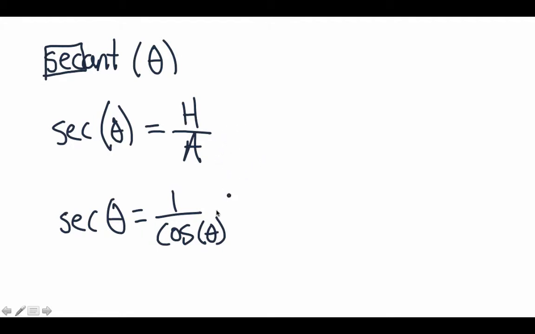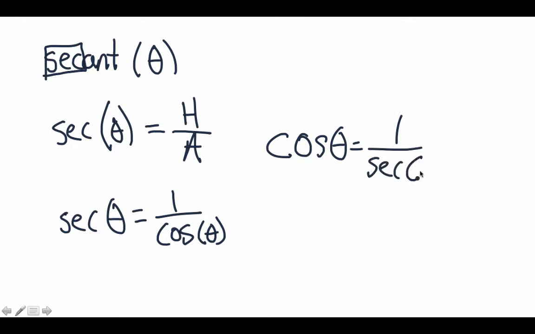So it is an important relationship. If the secant is the reciprocal of the cosine, then the cosine of theta is also the reciprocal of the secant. Those are important relationships, this and this.